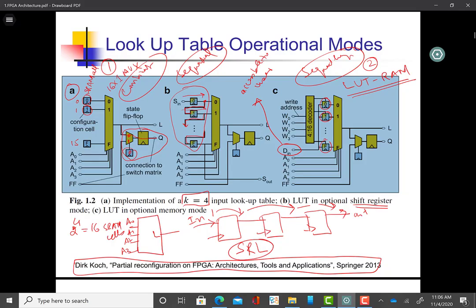So you should be very clear on the difference. In LUT RAM, the contents of SRAM cells can be modified in runtime while the FPGA is running. But in the first case, the contents of SRAM cells cannot be modified in runtime. They can only be modified when the bit stream is downloaded in case number 1. But in case number 2, they can be modified in runtime. And how it is achieved is through some more circuitry that is here.